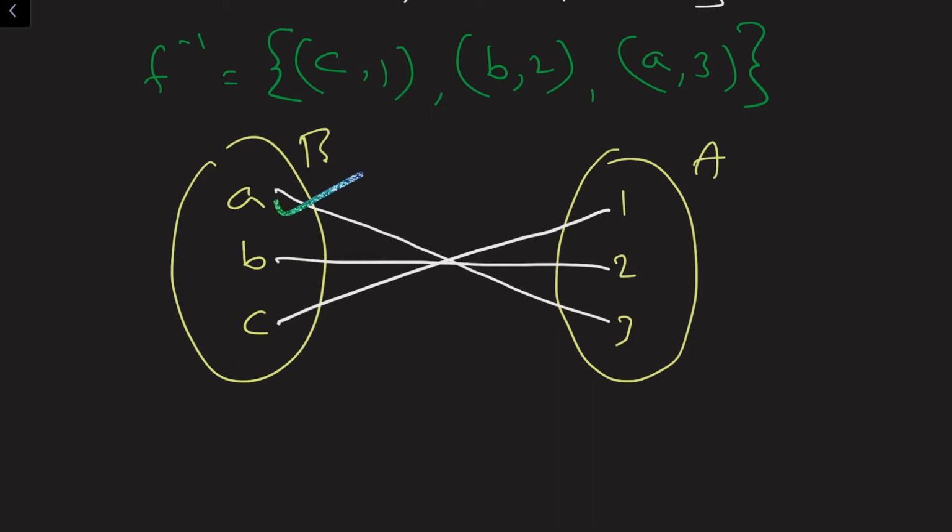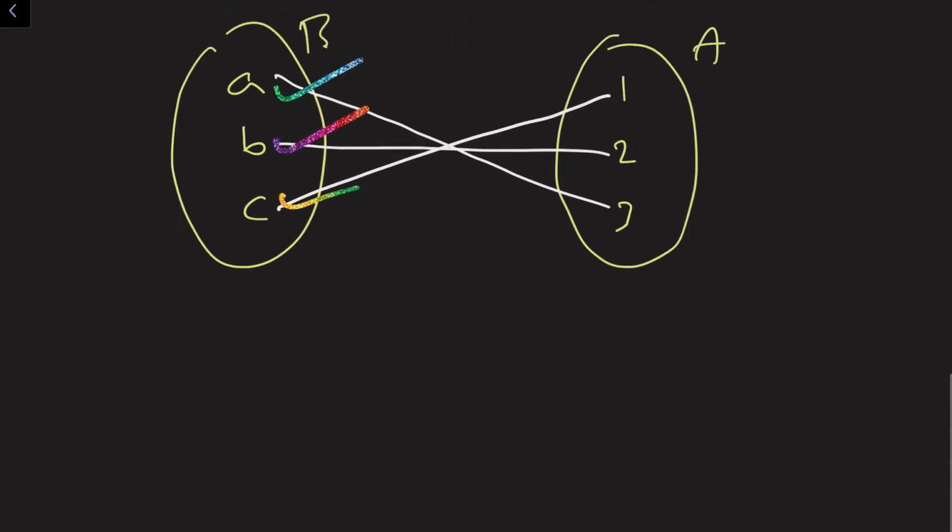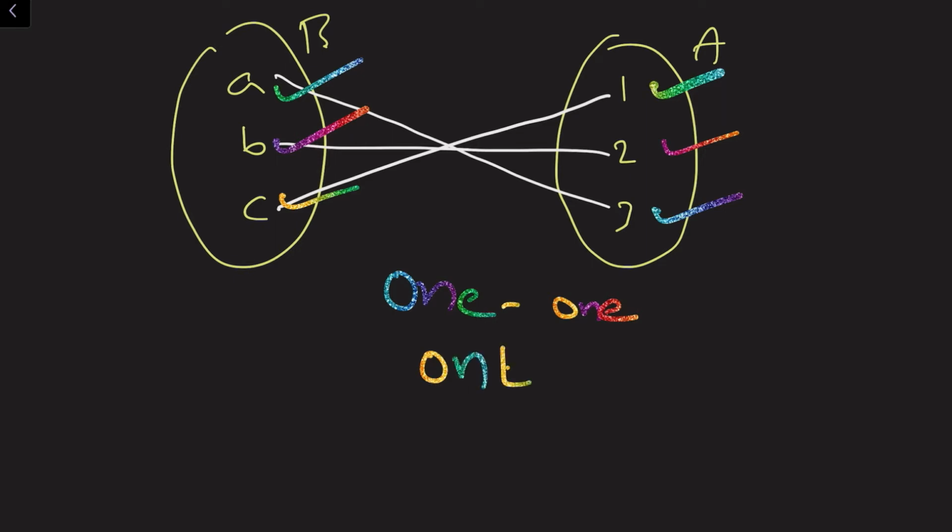Every element from the set B has a unique image. So this is a one-one function. Range is 1, 2, 3. Codomain is also set A, completely 1, 2, 3. So this is an onto function also. This is a one-one function as well as an onto function. Then this is a bijection also from set B to set A.